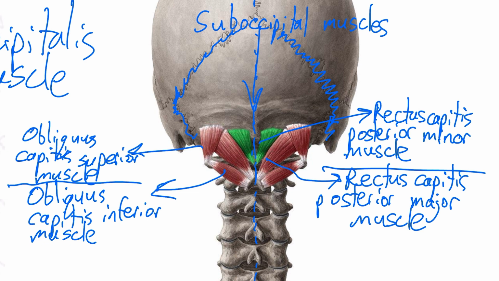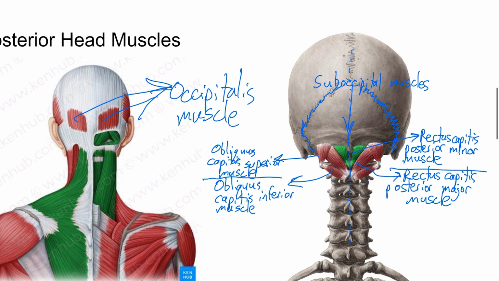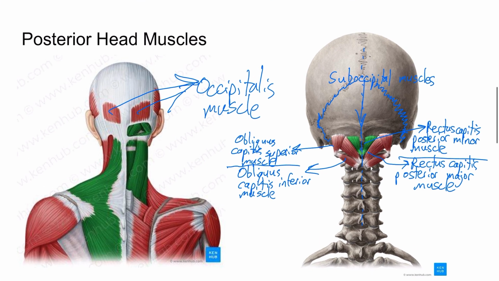And with that, we conclude our head and face muscles. So watch head part 2 next, because that will include some of the neck muscles and all the masticatory muscles. Thank you for watching.